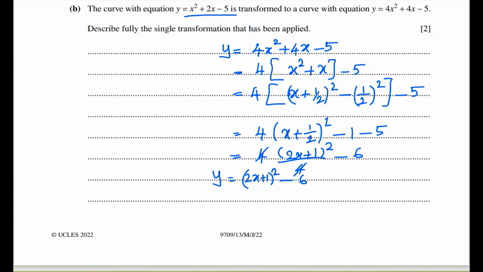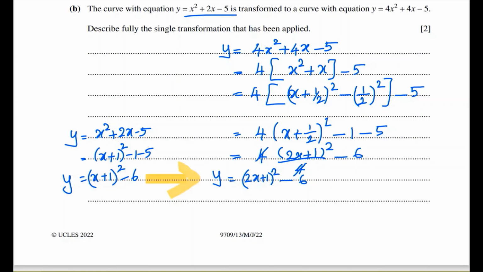So let us write this. y is equal to x square plus 2x minus 5. So complete the square. x plus 2 divided by 2 is 1. So 1 square minus 1 square minus 5. That is (x plus 1) the whole square minus 6. This curve has been transformed into y is equal to (2x plus 1) the whole square minus 6.